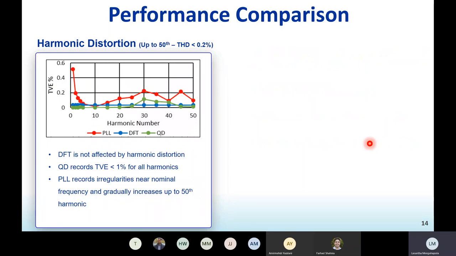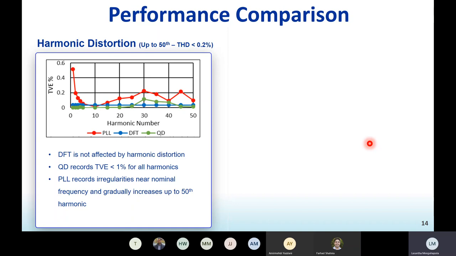So here in this particular graph, it shows you how the performance looks for these three algorithms. The red one shows the PLL, the blue one shows the DFT, and the QD is showing the improved version that we developed. You could see that when the harmonic numbers go higher, the PLL still performs well, but its performance is worse than the DFT as well as the QD technique.